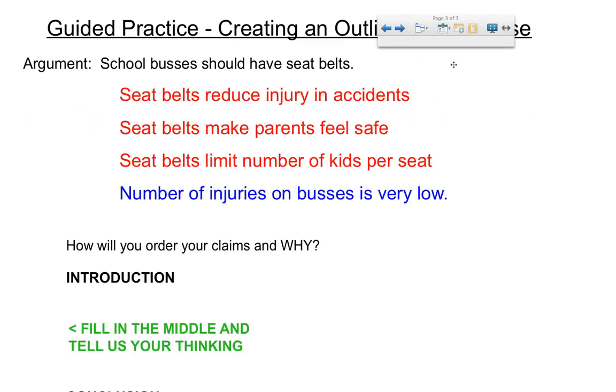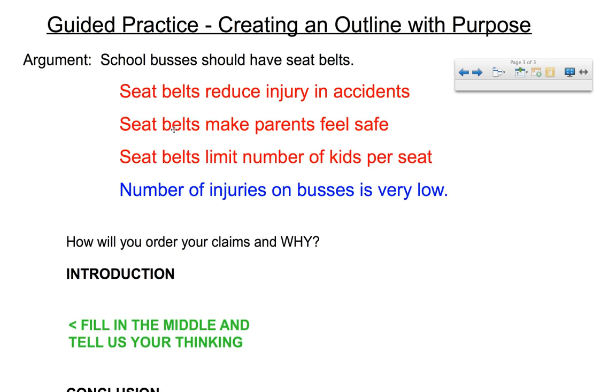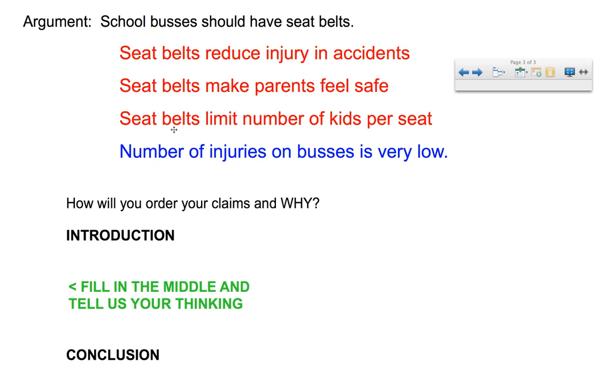Why don't you guys get out your place to write this down? So you're gonna create a sample outline and explain why you've picked an order for these 4 claims. The argument is that school buses should have seatbelts, and your 3 claims that you're going to make in support of your argument are here: that seatbelts will reduce injuries in case of accidents, that seatbelts make parents feel safe, that their kids are at least in a safe place, and that seatbelts limit the number of kids per seat, which will automatically make things safer because less kids will be crowded in.